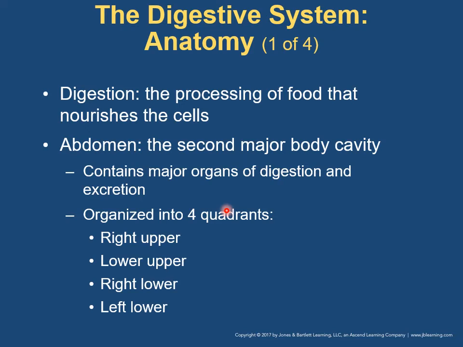Components of the digestive system include the abdomen, which is the second major body cavity. It contains major organs of digestion and excretion, and quadrants are the easiest way to identify the area. It's divided into 4 quadrants. So you have the right upper quadrant, left upper quadrant, right lower, and left lower quadrants. Those are the RUQ, LUQ, RLQ, and LLQ abbreviations that you've seen before.